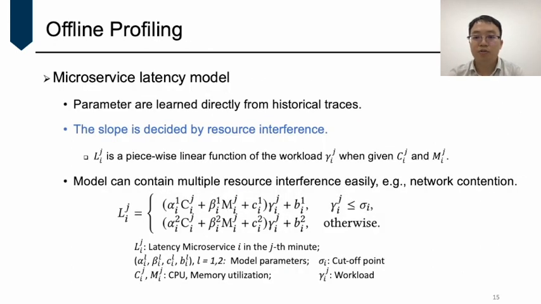The offline profiling module adopts piecewise linear functions to fit the microservice latency and learns the parameters of the function from the historical trace. The slope is decided by resource interference in the function. Importantly, the model can contain multiple resource interferences easily.